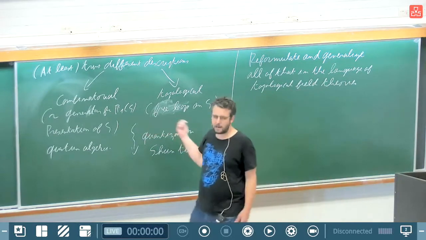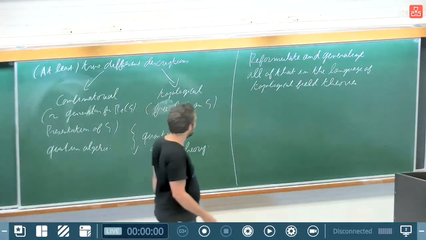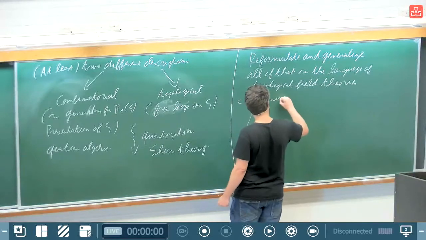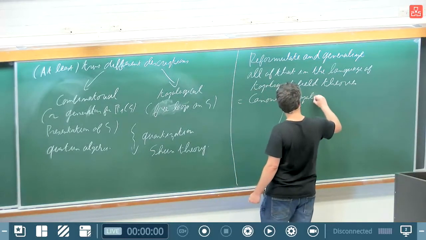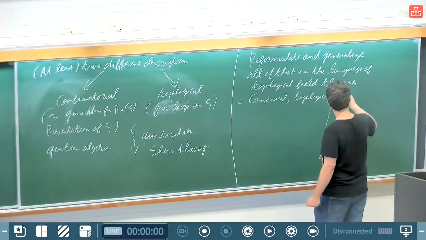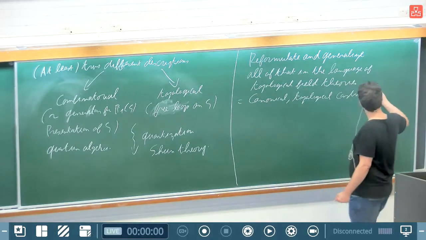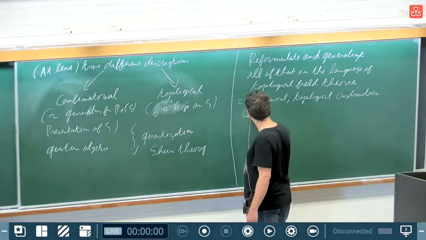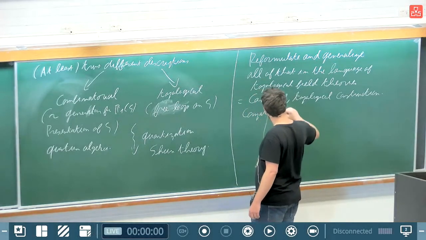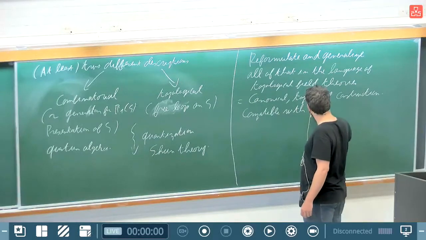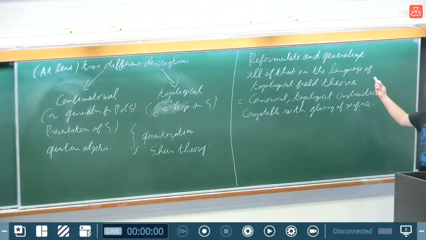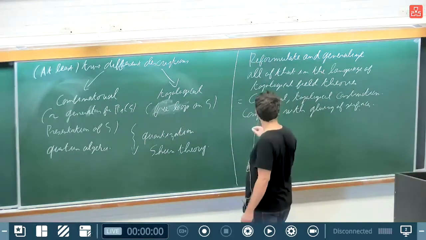So basically what I'm saying is that I want the best of both worlds. What I want is a canonical, purely topological construction. I want a definition which doesn't involve any choice, which is compatible with gluing of surfaces along boundary. That's basically what it means to be a topological field theory. But I also want it to be easy to compute.